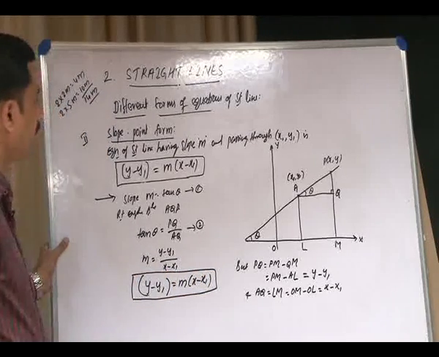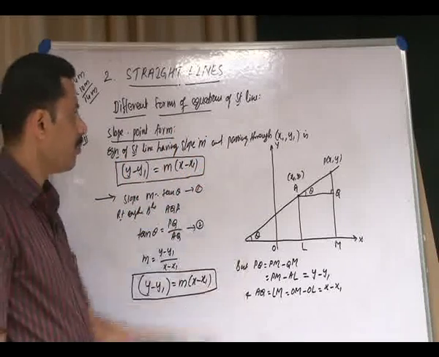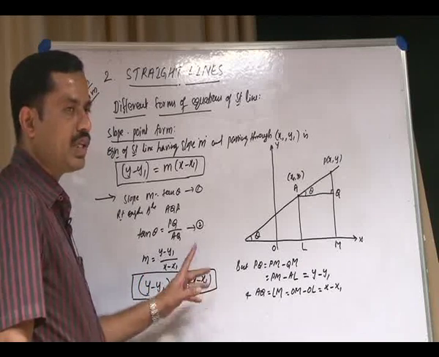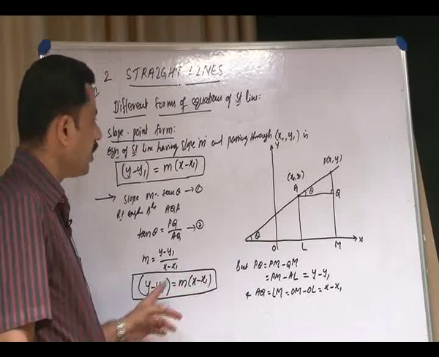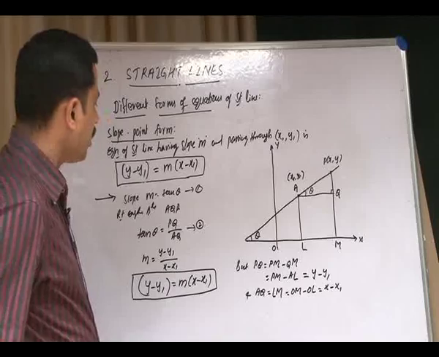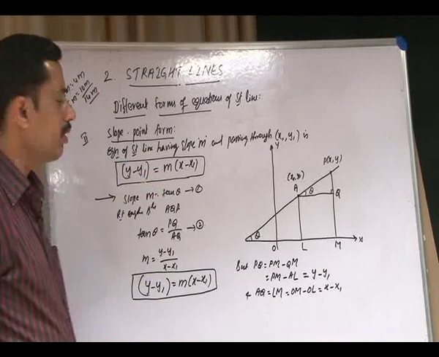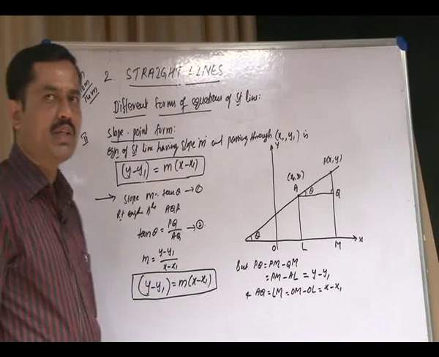So slope point form means the equation of a straight line having slope m and passing through the point x1, y1 is given by y minus y1 is equal to m into x minus x1, where m is the slope of the straight line, and x1, y1 are the coordinates of the point A. Like this you can prove this second form, the slope point form, y minus y1 is equal to m into x minus x1.